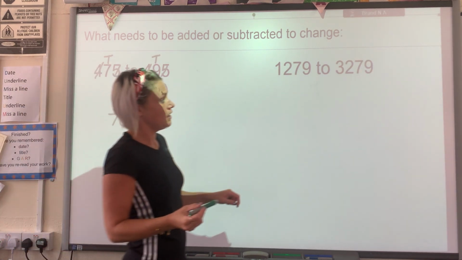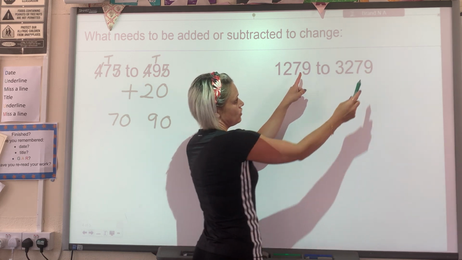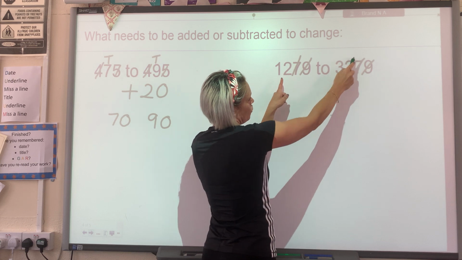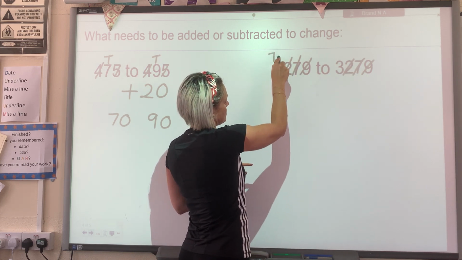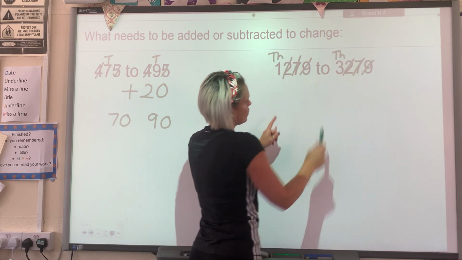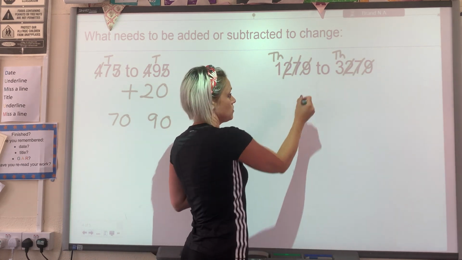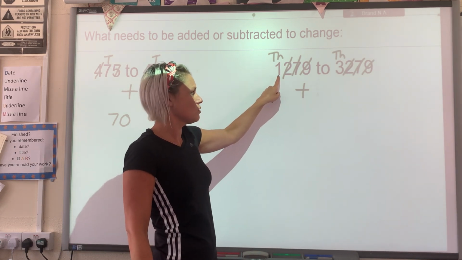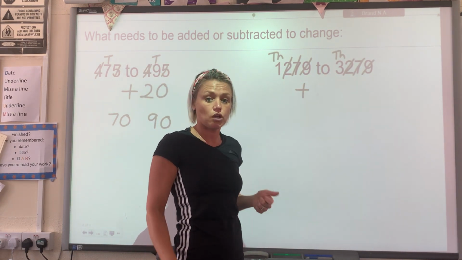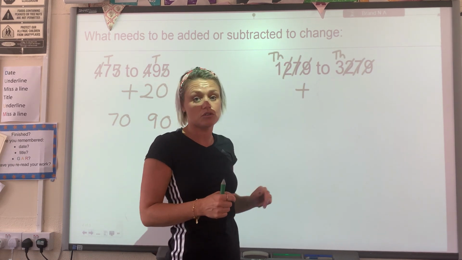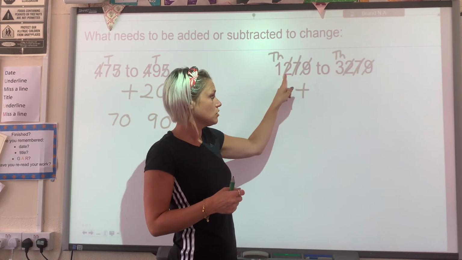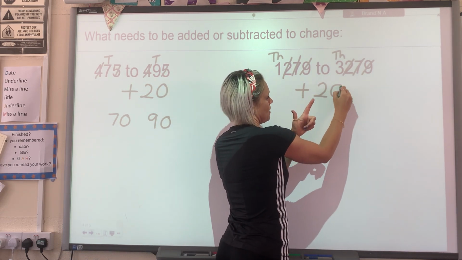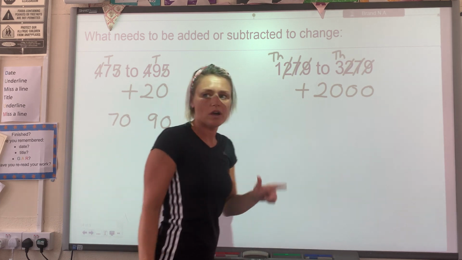Okay, the next one here. So I'll do the same again. My units are the same, my tens are the same, my hundreds are the same. So this time it's my thousands. Now it's gone from 1,000 to 3,000. It's got bigger, so we must have to add. Okay, how many thousands between 1 and 3? So we're going to count in thousands because we're in the thousands column. So we've got 1,000, 2,000, 3,000. So we've added on 2 lots of thousands, so we add on 2,000.